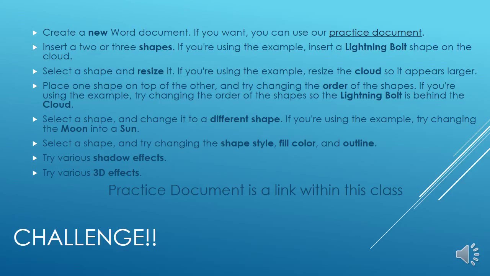If you're using the practice document, insert a lightning bolt shape on the cloud. You can select a shape and resize it. If you're using the practice document, resize the cloud so it appears larger. Place one shape on top of the other and try changing the order of the shapes. If you're using that practice document, try changing the order of the shape so the lightning bolt is behind the cloud now. Select a shape and change it to a different shape. If you're using the example or the practice document, try changing the moon into a sun.